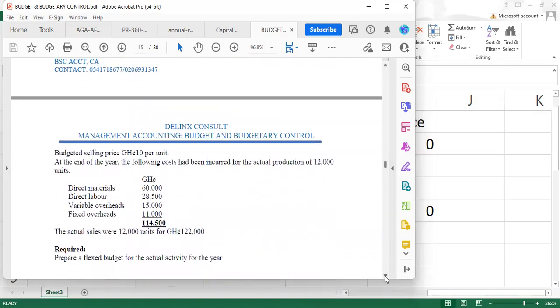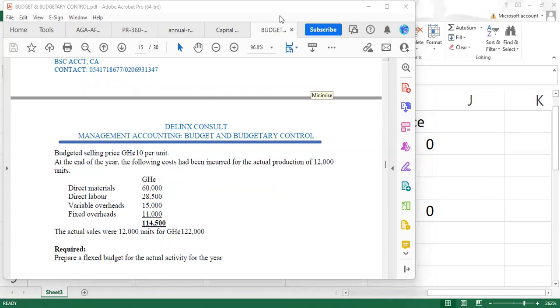12,000, isn't it? Yes. So how much should 12,000 units have cost us if we want to spend 2.5 cedis on one unit? Okay, I'm getting it. 30,000. Are you okay now?